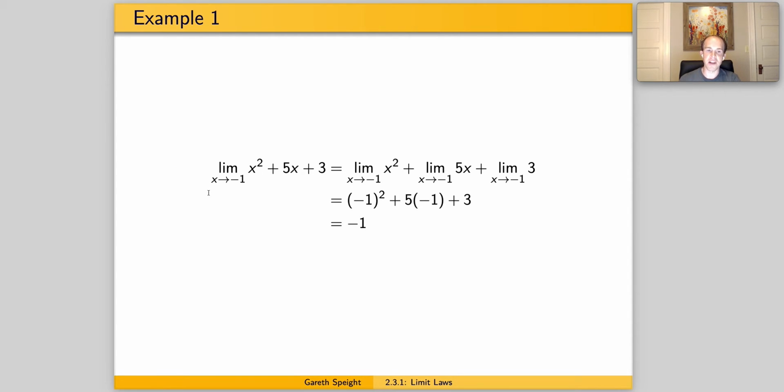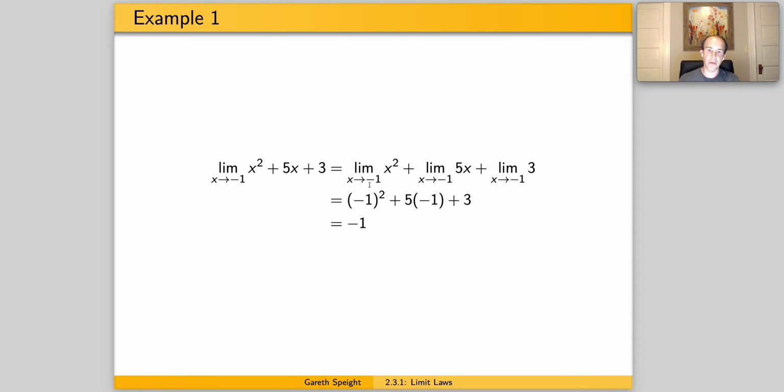Suppose we're looking at the limit as x tends to minus 1 of x squared plus 5x plus 3. Okay, so it's some polynomial, and a similar argument is going to work with any polynomial. Then first we notice it's a sum of some things, so let's split it into a sum of limits. The limit of the sum is the sum of the limits, provided, which we have to check, that the limit of each individual component exists.